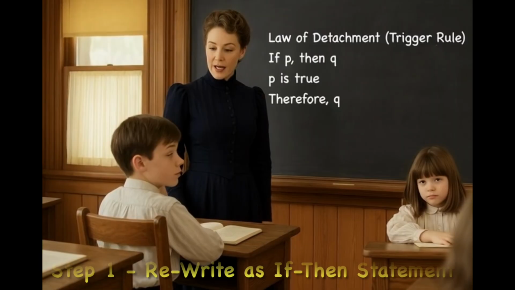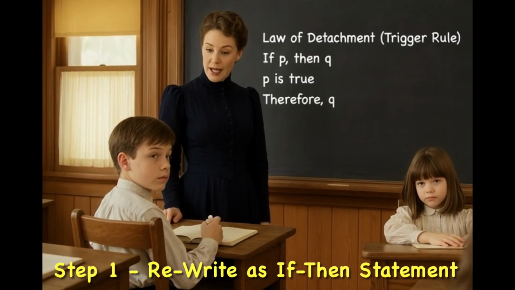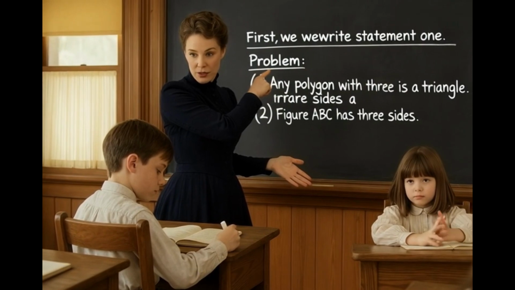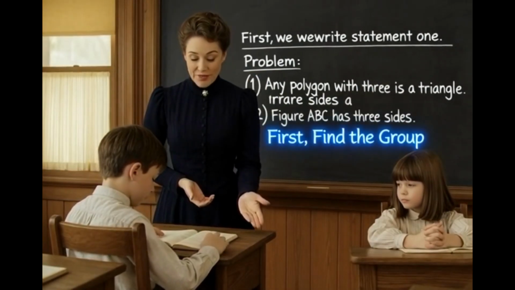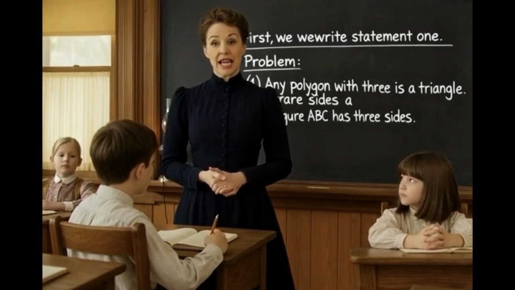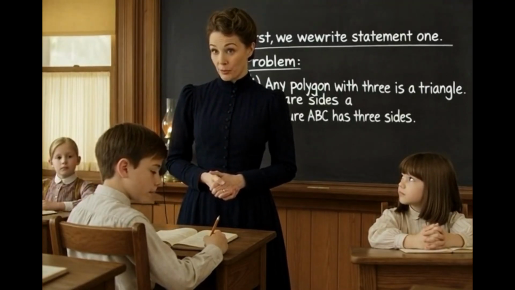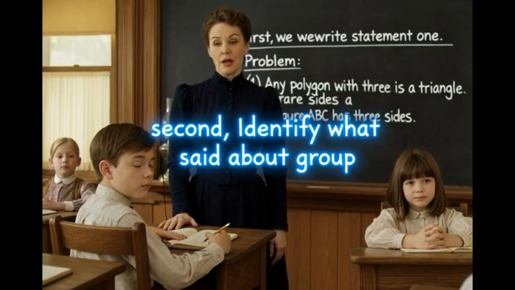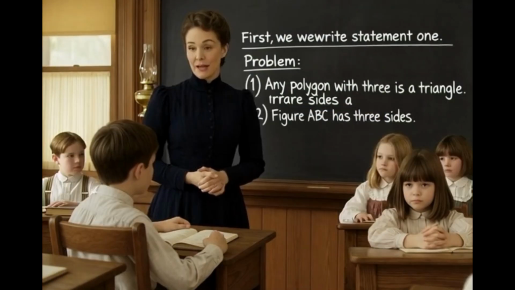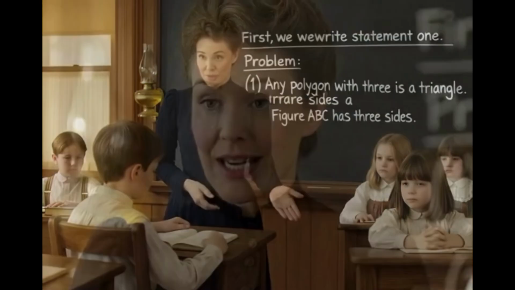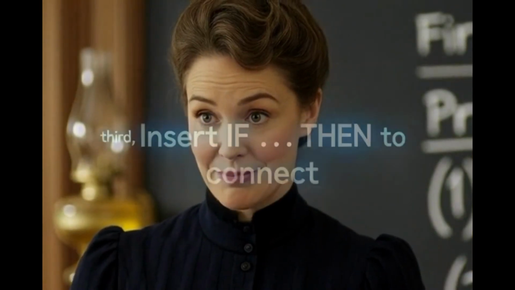Let us try this together. First, we rewrite statement 1 in if-then form. This allows us to use the law of detachment for our deduction. Very good. Class, we first find the group being described. This is the condition. Second, we identify what is said about that group. This is the result. Third, we insert if-then to connect condition and result. This makes a conditional statement.